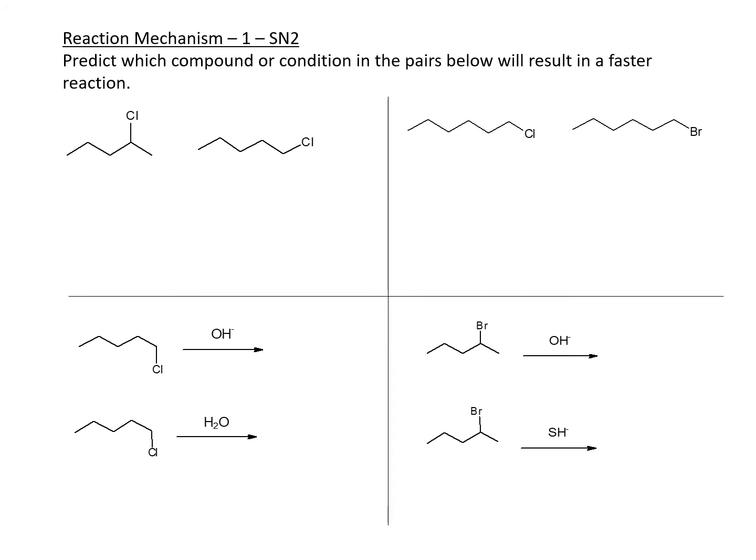Let's look at reaction mechanism, and this one is for SN2 reaction. So we're given pairs of compounds, 4 sets that we have here, and then we are asked which one will result in a faster reaction. Faster reaction is a preferable reaction, generally. So let's start with the first comparison that we have, and remember this is an SN2 mechanism that we are comparing.